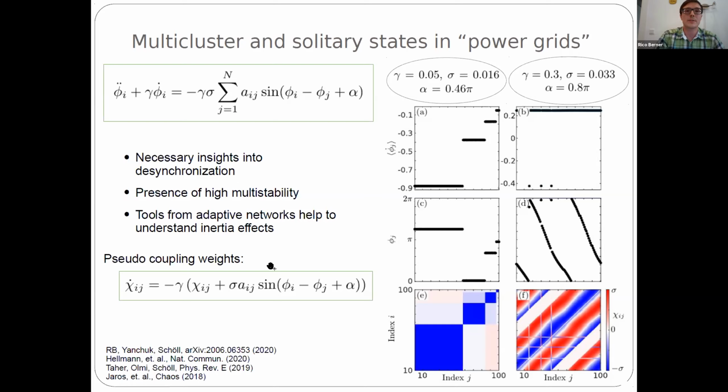And it has been shown that solitary states, in fact, which are a subclass of multi-cluster states, are very prominent in real power grids. So it's a paper by Hellmann and collaborators, which appeared in Nature Communications, and also Taher, Olmi, and Schöll, in Physical Review. They have shown that solitary states exist also in real power grid networks.